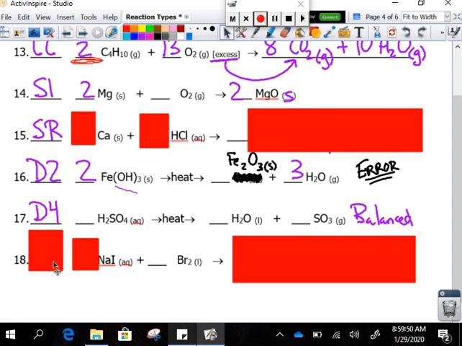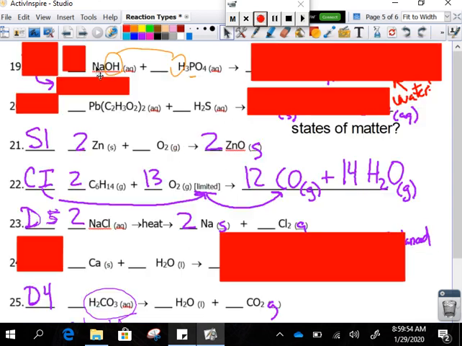Oops. Operator error. And number 19, I have a compound and a compound. That must be a double replacement then, right? Let's pick the red box. No. Let's pick the red box. Red box. There we go. Red box, not like the place where you return videos, but anyway.